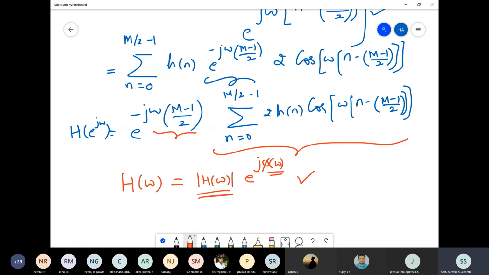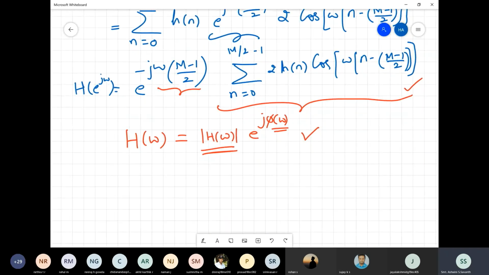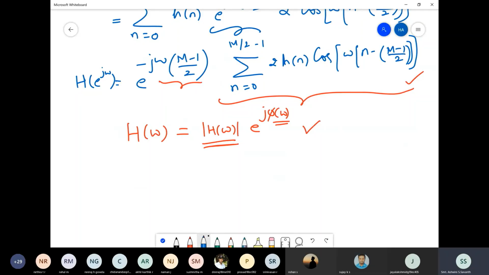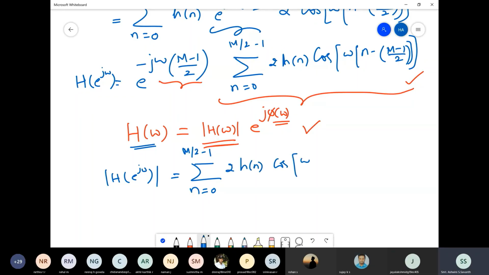So compare this equation and this equation that we have derived. So what is the magnitude of H of omega? Yeah, H of omega or H of e power j omega we write. So let me write it as H of e power j omega. So what is the magnitude here? Summation n equals 0 to M by 2 minus 1 of h of n cos of omega into n minus (M minus 1) by 2. That is the magnitude.